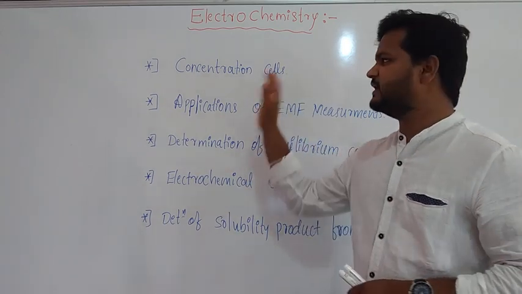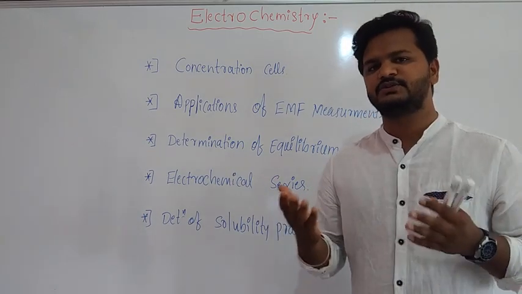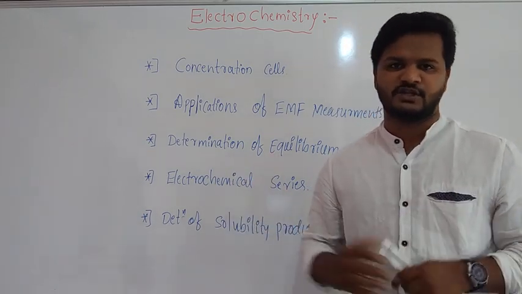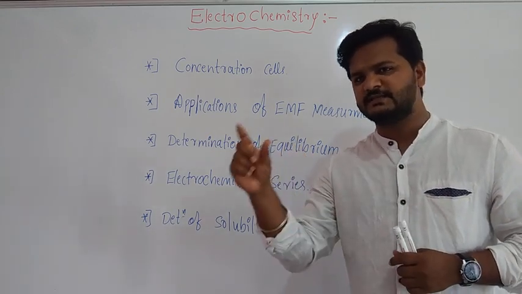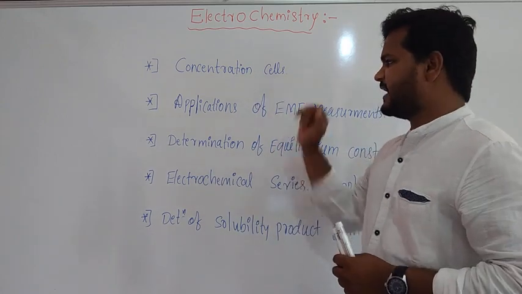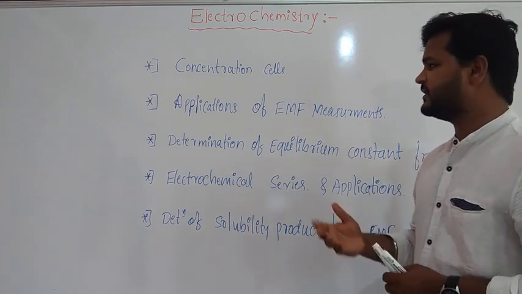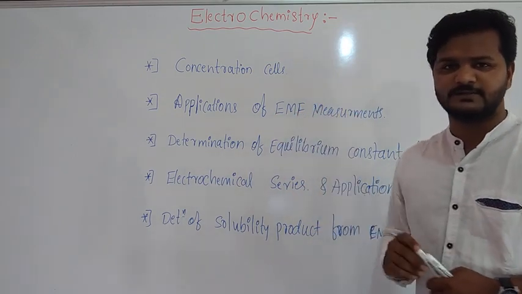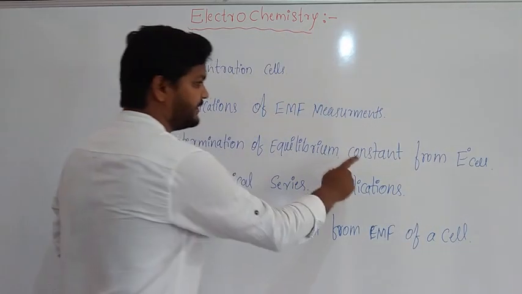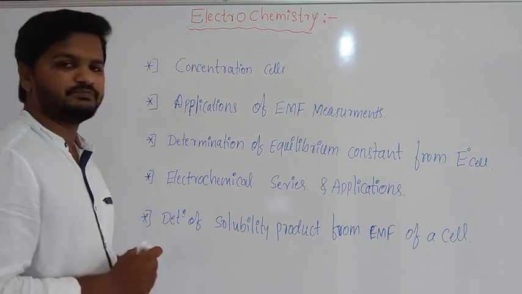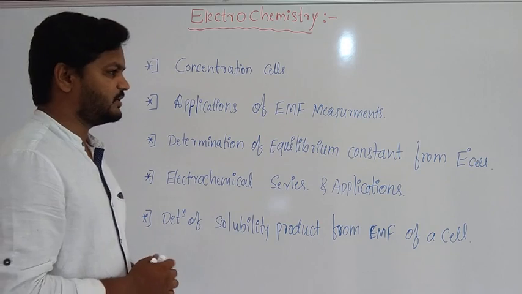Concentration cells means we have to find the cell potential value by taking two same half cell reactions. We have to achieve a cell potential value, that is E cell equal to 0. Second one, applications of EMF measurements. What are the applications of electromotive force measurements? And third one, determination of the equilibrium constant from E0 cell. This is the third concept.